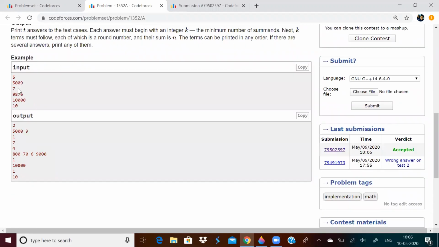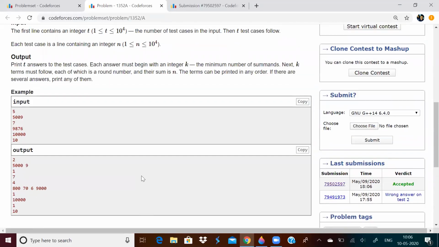So let us take one more example, 9876. You can express it as 9000 plus 800 plus 70 plus 6. All the four numbers that I mentioned now are round numbers, and this is the only way to express 9876. If you want to express 10,000, you don't have to do anything because it is already a round number. Directly print it.